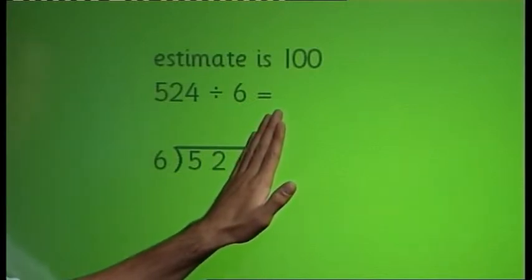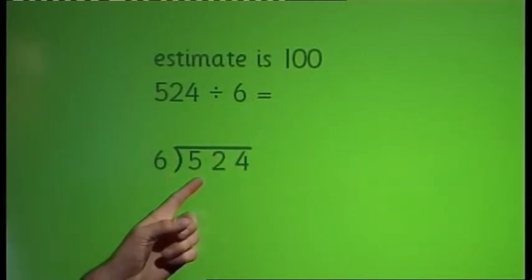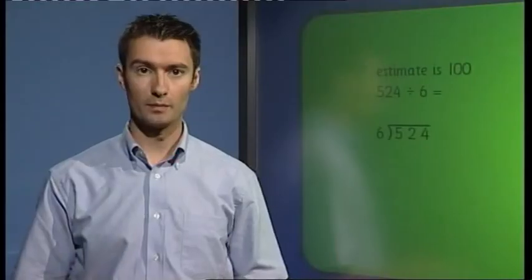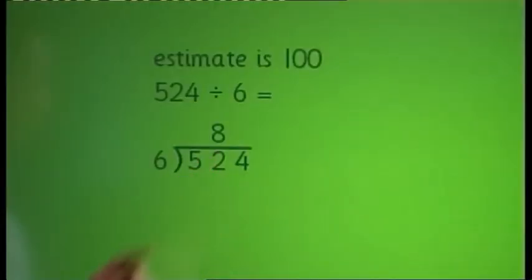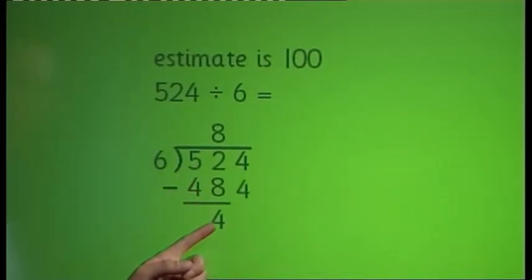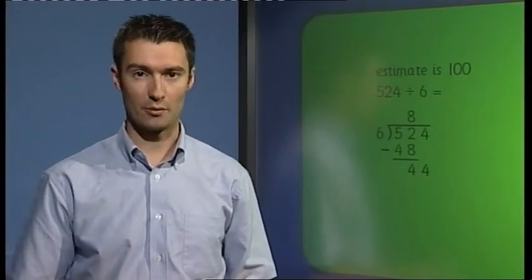Let's start then by writing the sum out in the short division way. We ignore the units. And how many 6s are there in 52? Well, 8 times 6 is 48. So the answer's 8. And that's 48 to take away from 52. When we do that, we get 4. And we bring down the 4 units. And we've got 44.